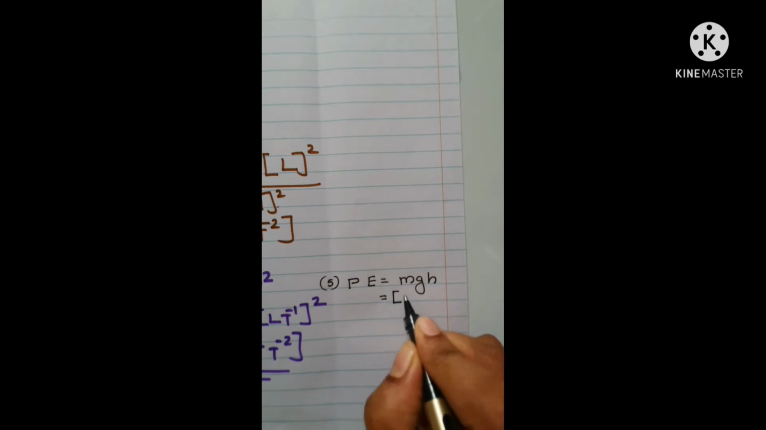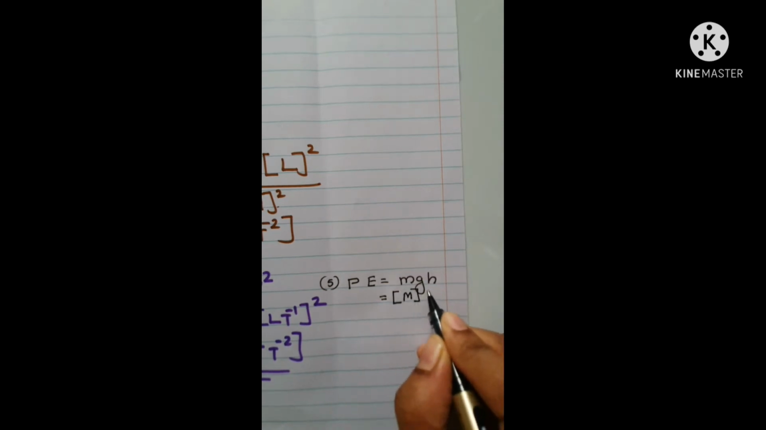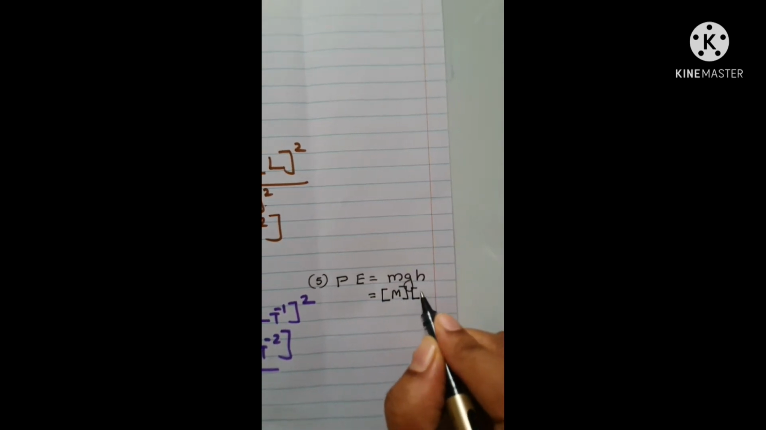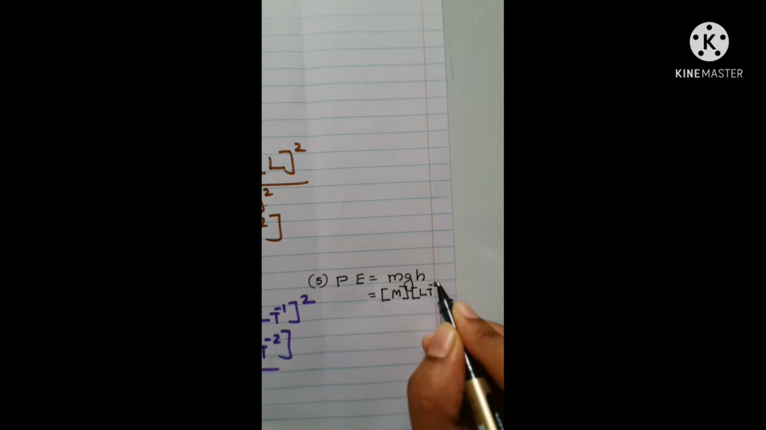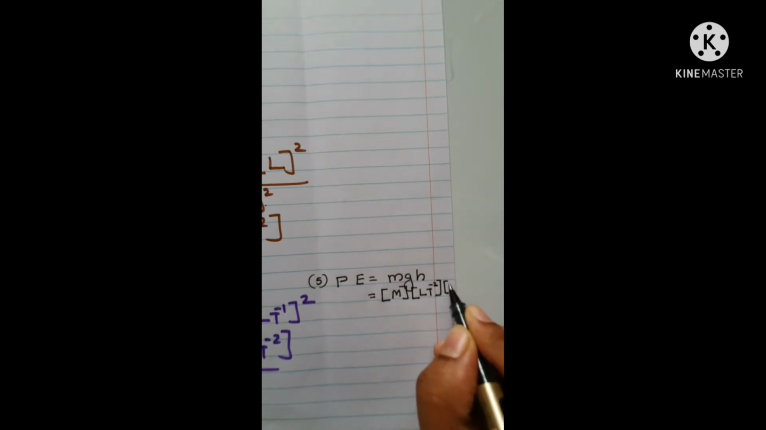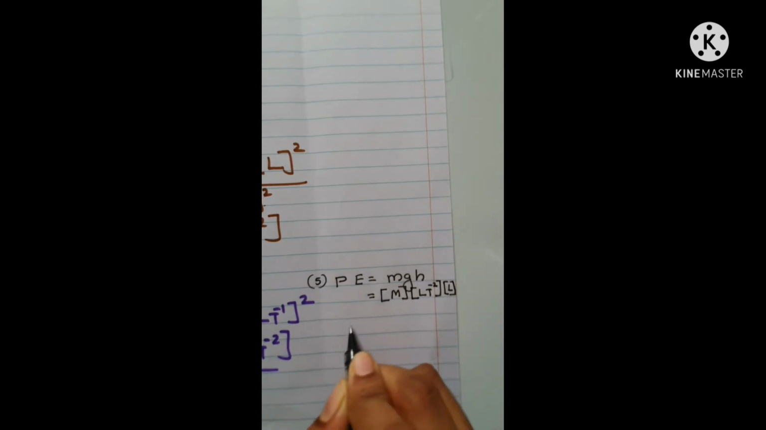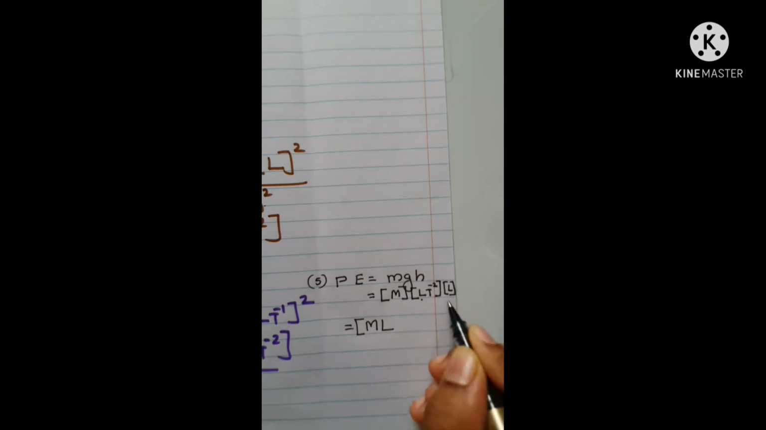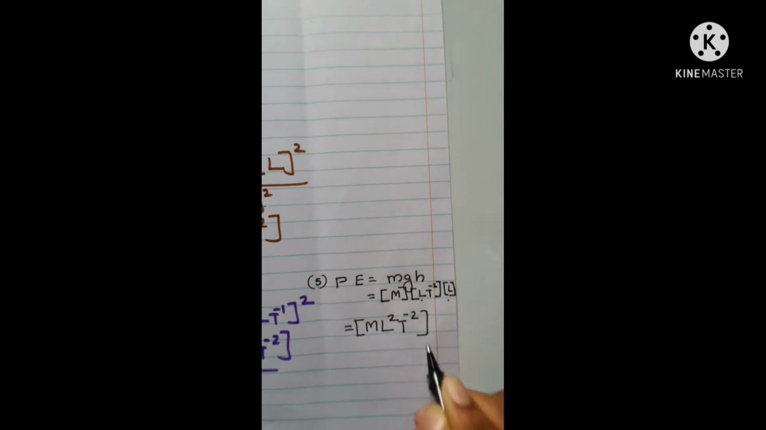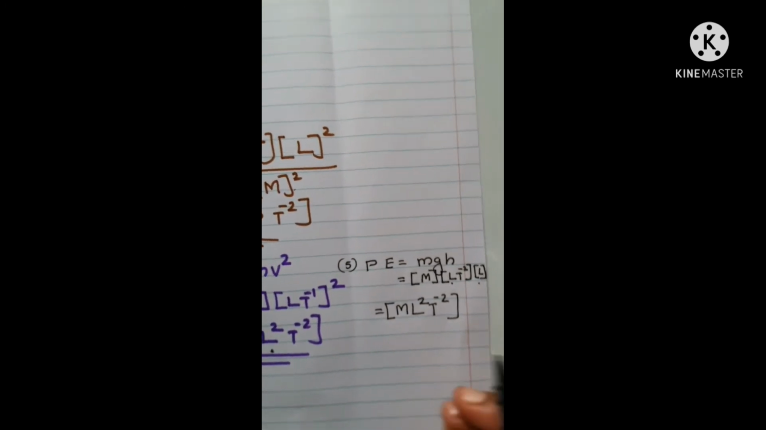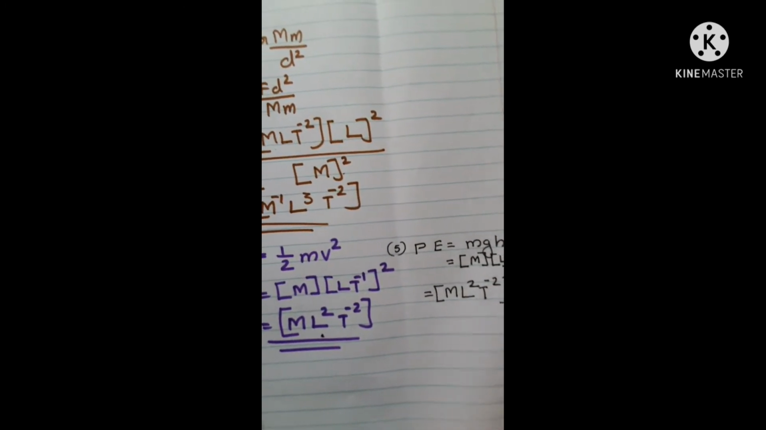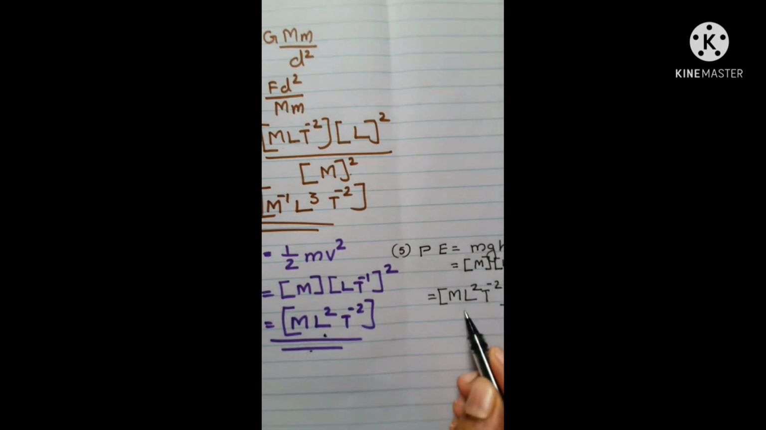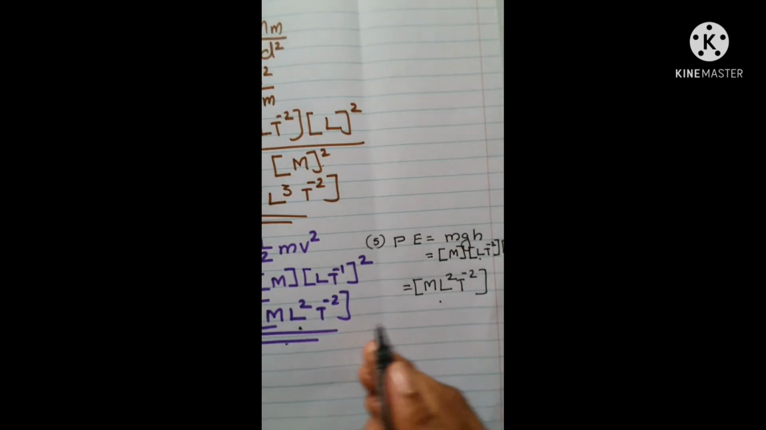Now we will check for mass m, capital M. g means acceleration due to gravity, so [LT^-2], it's acceleration. h means it's a height, so L. So altogether how does it come? M, L, one is there, one is there, so [ML^2T^-2]. See, for potential energy we got [ML^2T^-2], for kinetic energy also we got the same. So [ML^2T^-2] is the dimensional formula for energy.